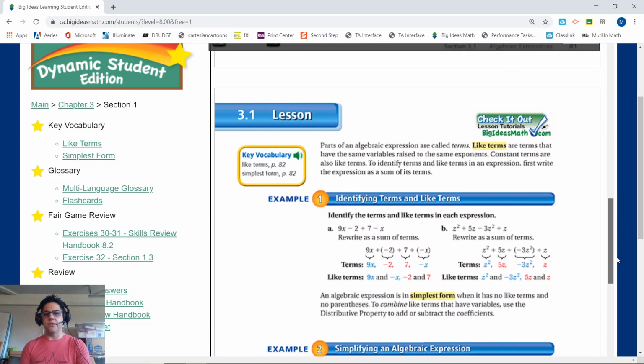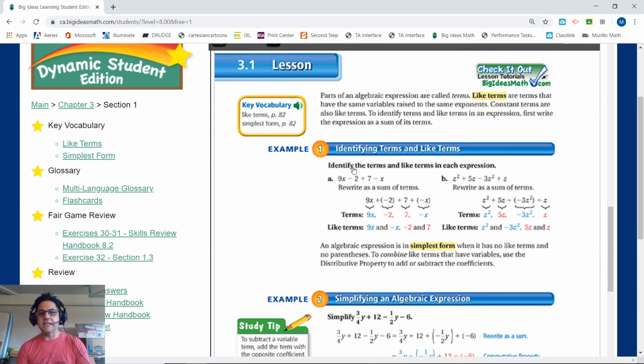So scrolling through again, the first part is obviously being able to identify your like terms. And what we discussed previously is it has to have the same variable, the same exponent, or none of that, where it's just basic numbers. So in other words, as it's trying to show you right here on part A, a 9x and a negative 1x, those would be considered like terms, listed right there. And a negative 2 and positive 7, those are listed to be like terms.